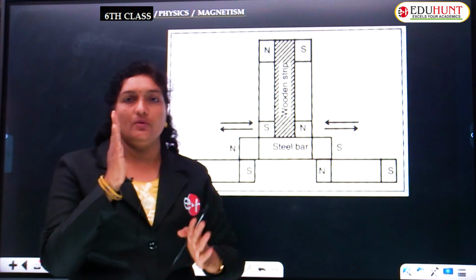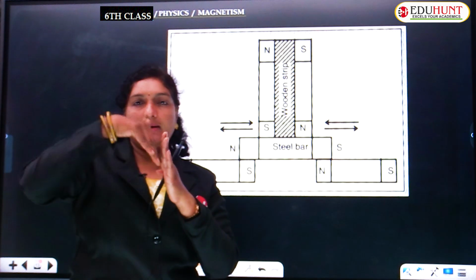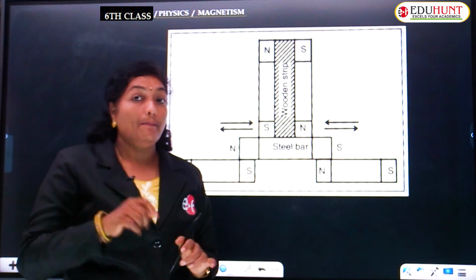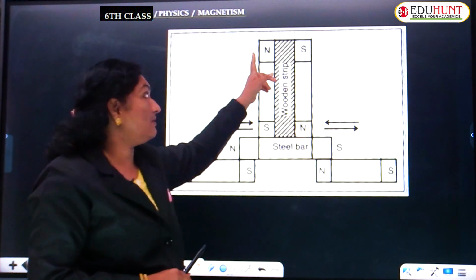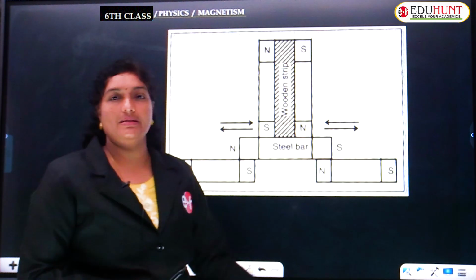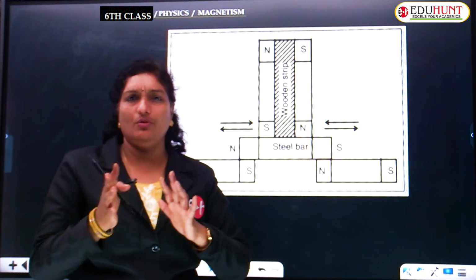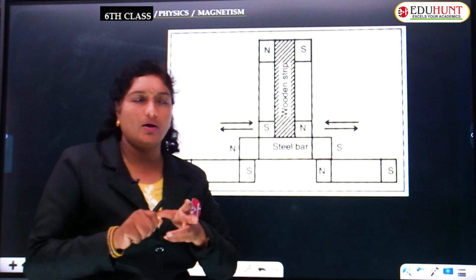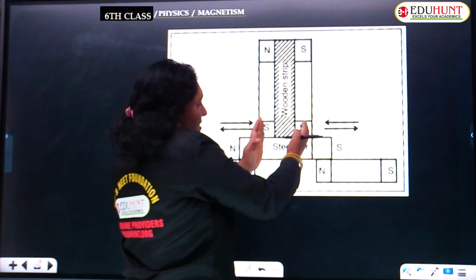So, bar magnet 1, magnet 2, and in between, a wooden block is being kept. But these two magnets are kept such that if one north pole is facing, the other must have the south pole facing. If not, they won't stay there, they will just move on. So due to attraction only they will be kept in.